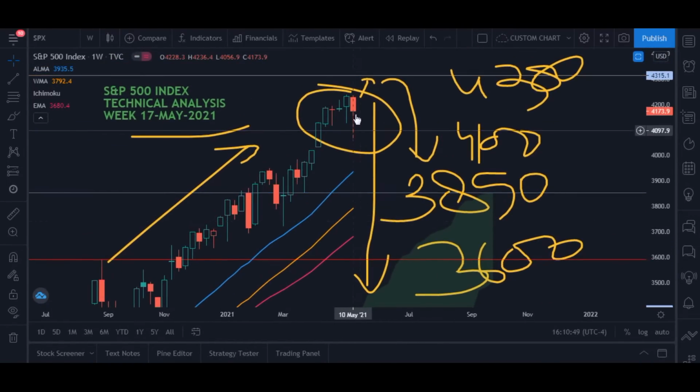The market may touch 3600 in the next 2 to 3 months. So you can clearly see that there will be a fall of 500 or 600 points in the market. Now let's talk about the technical indicators.